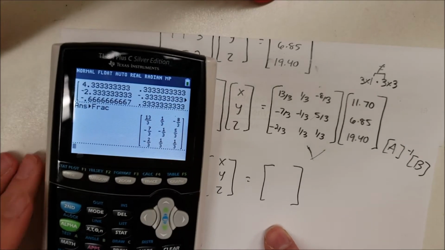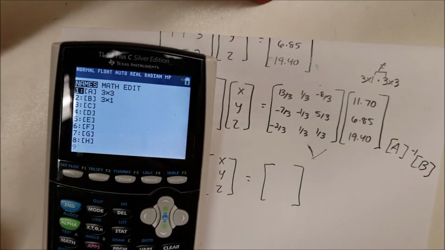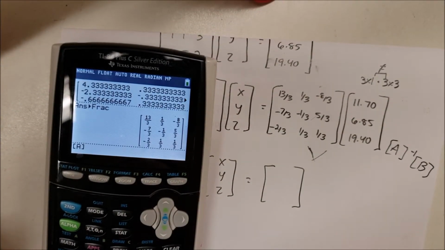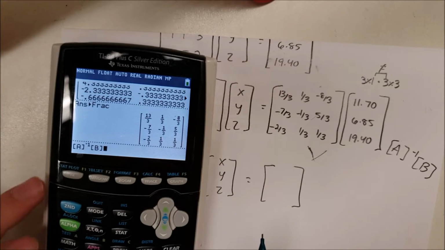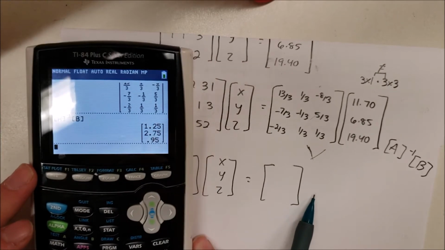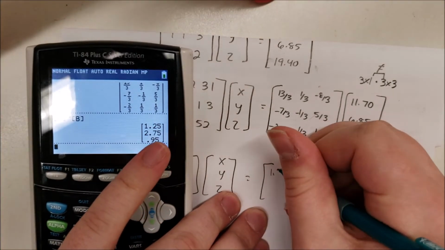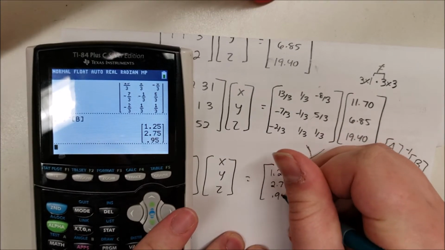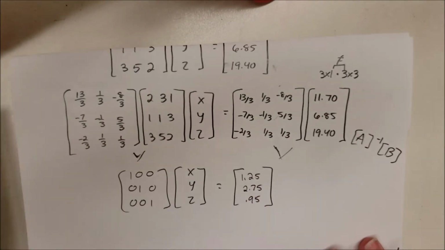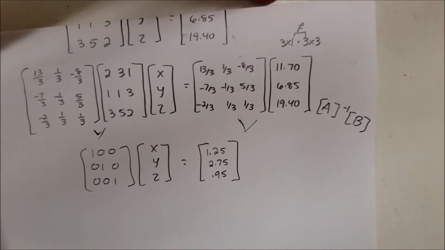So that's exactly what I'm going to do in my calculator. I'm going to pull up my matrix menu, call A, but I need the inverse of that. Then we're going to multiply by my second matrix, B. Once I do that, I've got my answer. So I have 1.25, 2.75, and 0.95.